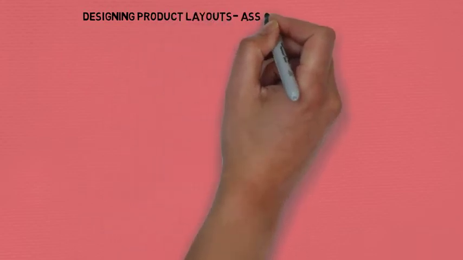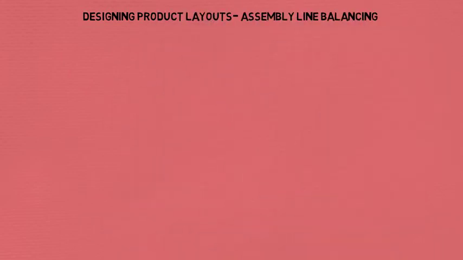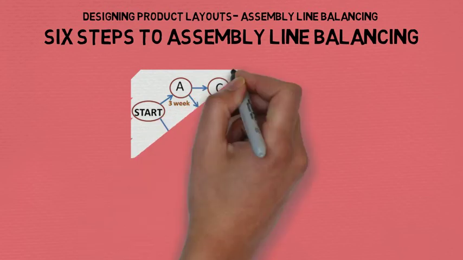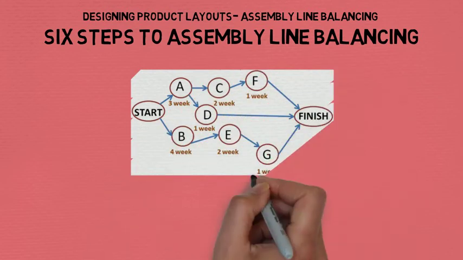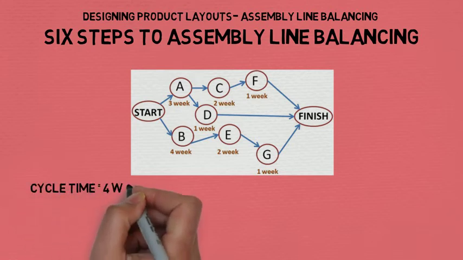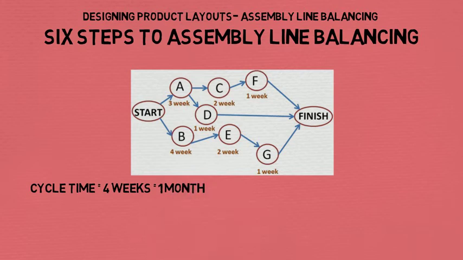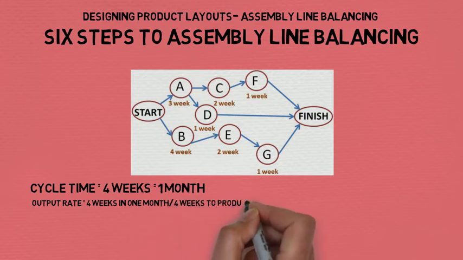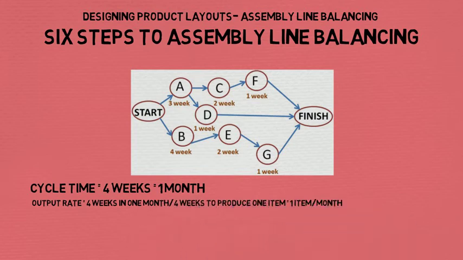In terms of designing product layouts, we use assembly line balancing. This is a technique where we group tasks into workstations so that each workstation has the same amount of work. This maximizes efficiency and minimizes inventory problems. There are 6 steps involved in assembly line balancing. First, we map our process by identifying all tasks as well as their immediate predecessors. Second, we calculate cycle time, which is the activity that takes the longest period of time. Third, we determine the output rate. Remember, we are only as fast as our slowest activity, which is our cycle time.